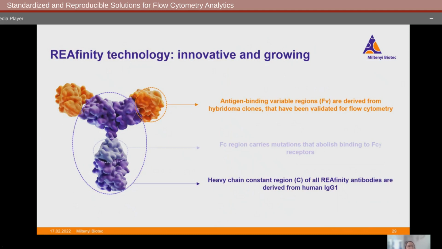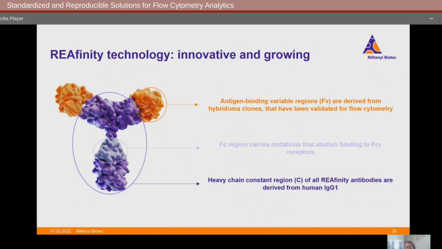So Miltenyi offers REAffinity technology. It's an innovative and growing portfolio space where we offer the largest portfolio of recombinant antibodies for flow on the market. So what is this specifically?